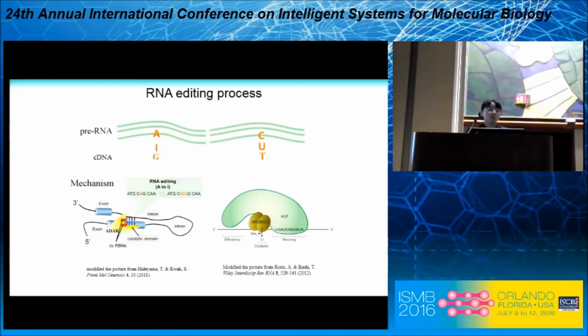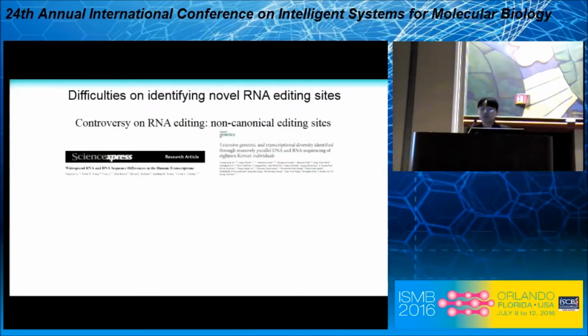So the goal of my project is to identify new factors that control editing efficiency and determine which transcripts can be edited and which A's can be edited. Actually, except for the A-to-I and C-to-U editing, other types of editing have been reported. Here I call them non-canonical editing sites.